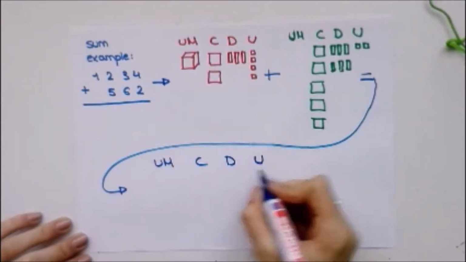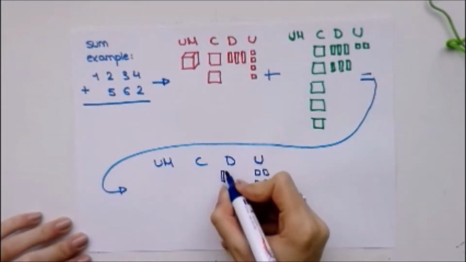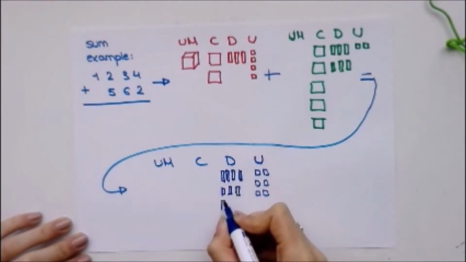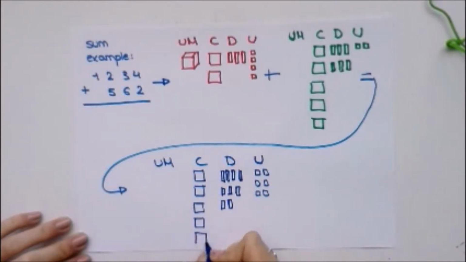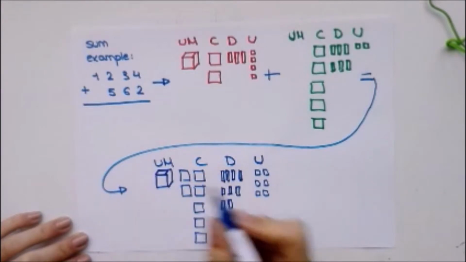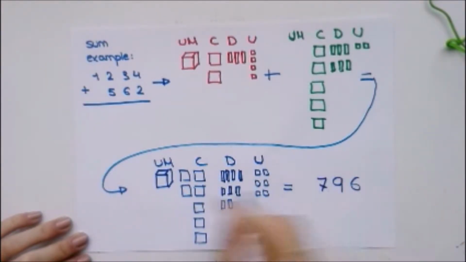Now we have to sum. We have to always start from the units. 2 units plus 4 units, 6 units. 6 tens plus 3 tens, 9 tens. 500s plus 200s, 700s, and now we have only 1,000 units.